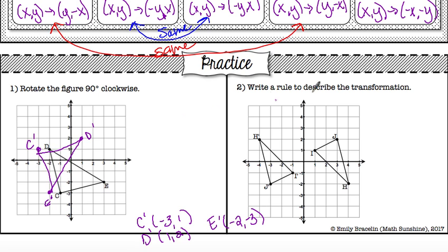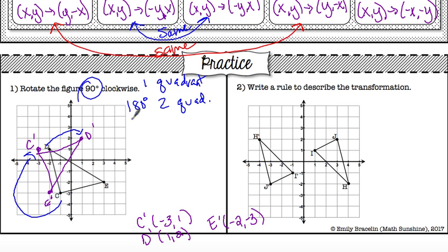And an easy way to check, I did not draw that very nicely, is to look at each individual point. Okay, so I see C has gone from being in quadrant 3 to quadrant 2. D has gone from quadrant 2 to quadrant 1. One quadrant move here. You've moved one quadrant because you've only gone 90 degrees. 90 degrees is one quadrant. 180 degrees is 2 quadrants. And 270 degrees is 3 quadrants.